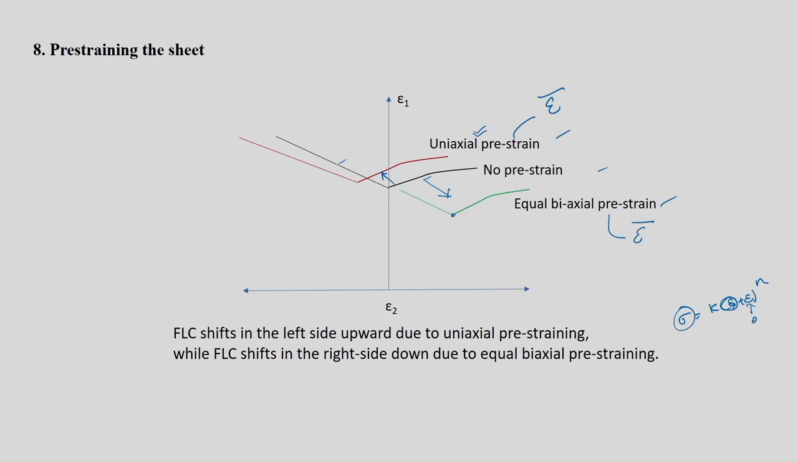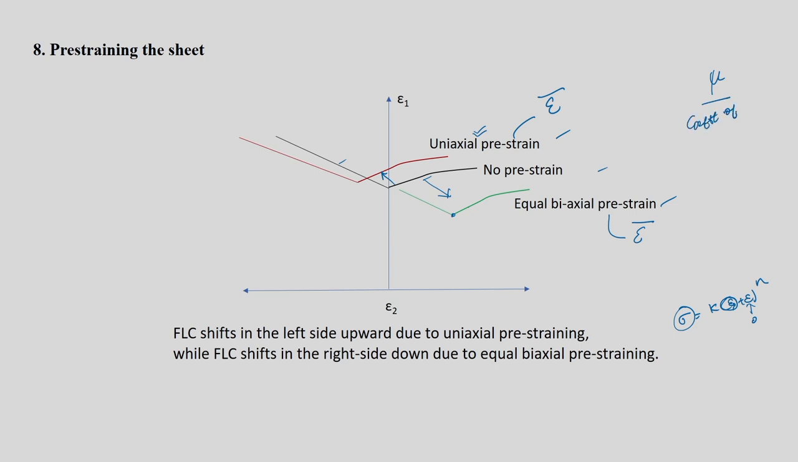So these are some important material properties and geometric properties of the sheet, and testing conditions like pre-strain, temperature, your strain rate. All of these are going to affect the forming limit. And of course, there is one more important parameter, that is nothing but your coefficient of friction mu. Coulomb's coefficient of friction, isn't it?